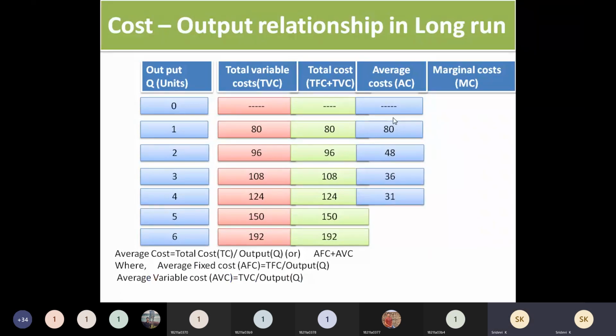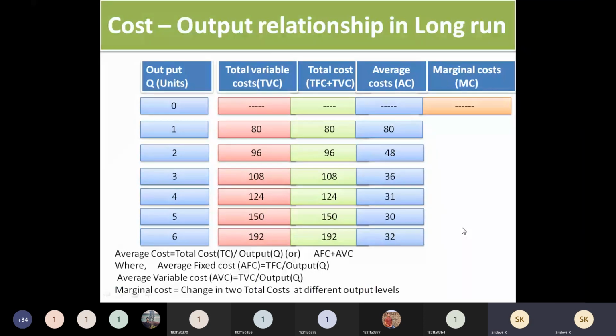So here average cost is equal to total cost by output, or it will be equal to average variable cost, not fixed cost. Here a mistake is there in this formula. Okay, don't use this average fixed cost. And marginal cost means you take the difference between the two different total costs. At 0, marginal cost is also 0, and take the difference between this.